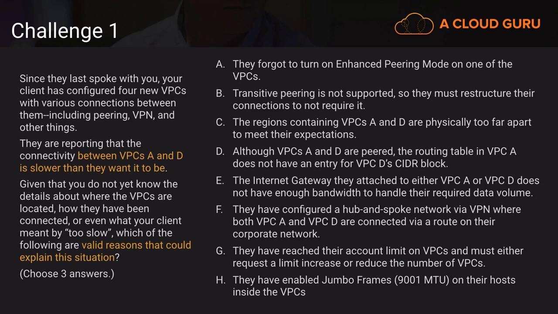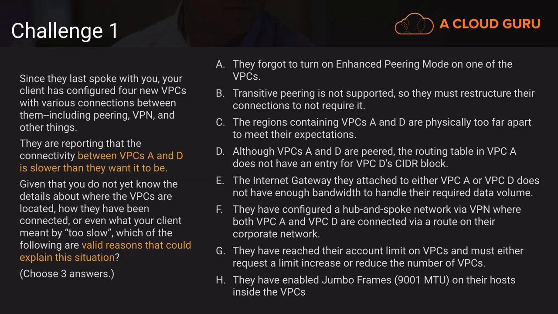So what we can do is we'll go up to the top here and we'll start with A. And it says they forgot to turn on enhanced peering mode on one of their VPCs. Well, there's no such thing as advanced peering mode, so we can eliminate that one straight away. For B, transitive peering is not supported, so they must restructure their connections to not require it. Well, it's true that transitive peering isn't supported natively by AWS, but that doesn't explain slowness, because if it wasn't supported, then they wouldn't have any connectivity, but at least they have slow connectivity. So we can eliminate that one.